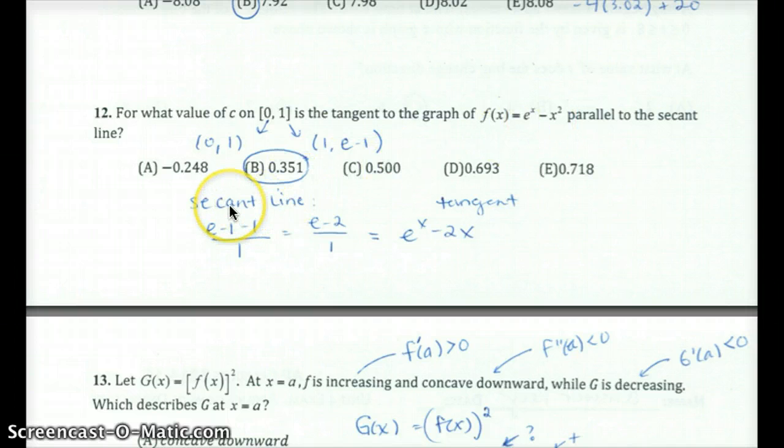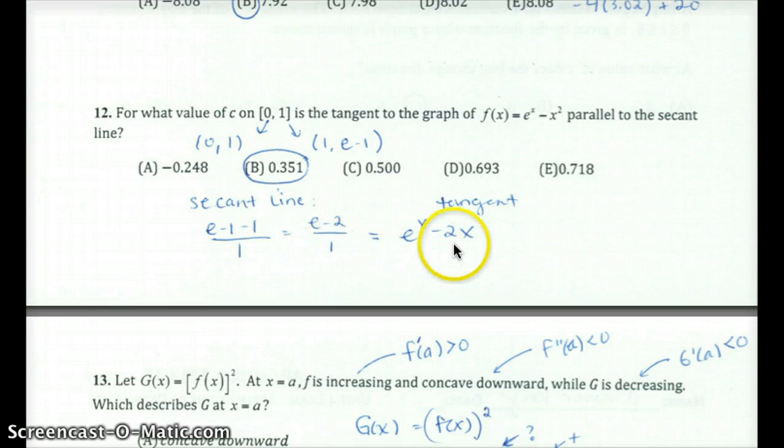So I can find the slope of the secant line using y2 minus y1 over x2 minus x1 with these two points. It turns out to be (e minus 2) over 1. And then I can find the slope of the tangent line at any given point just by taking the derivative function, which is e to the x minus 2x. Remember, the derivative of e to the x is e to the x.